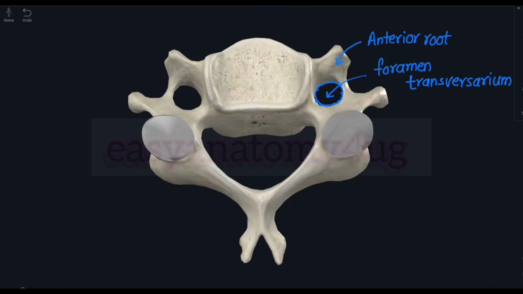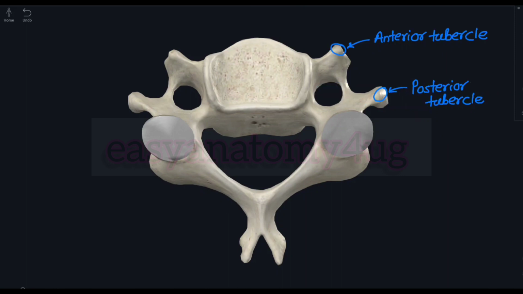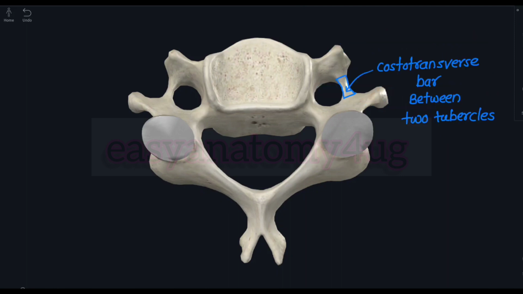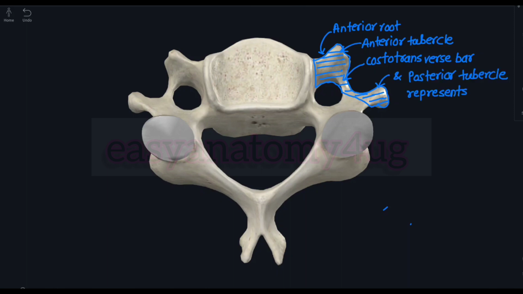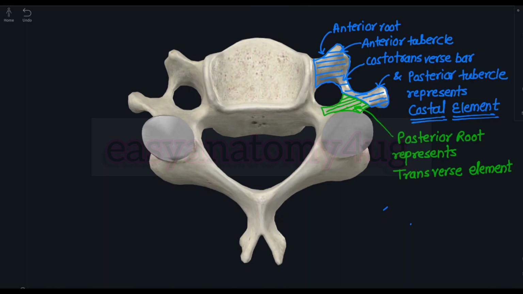The transverse process also shows an anterior root, posterior root, anterior tubercle and posterior tubercle. In between the anterior root and posterior root, there is a costotransverse bar. The anterior root, tubercle, costotransverse bar and posterior tubercle represent the costal element of the cervical vertebra, whereas the posterior root represents the transverse element of the cervical vertebra.